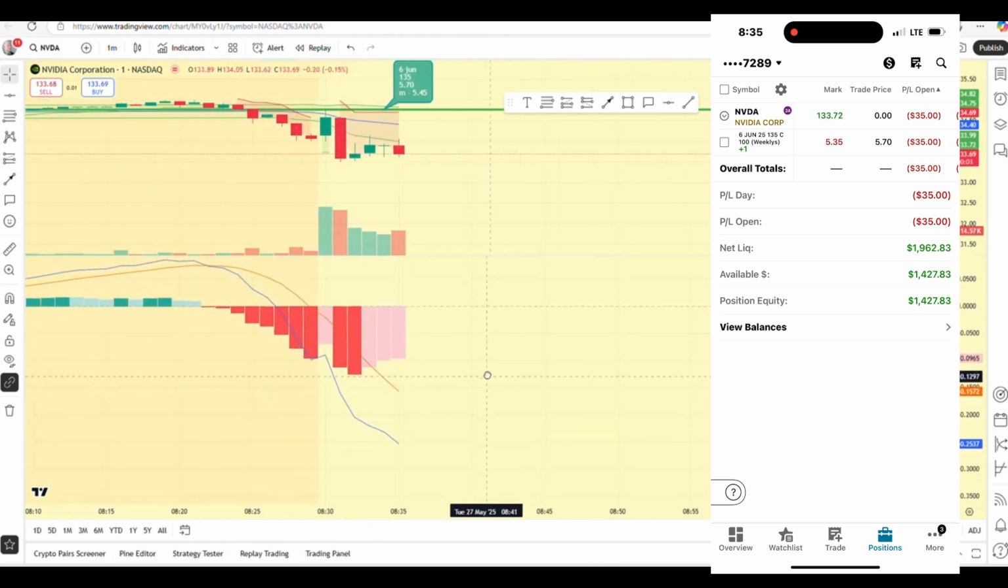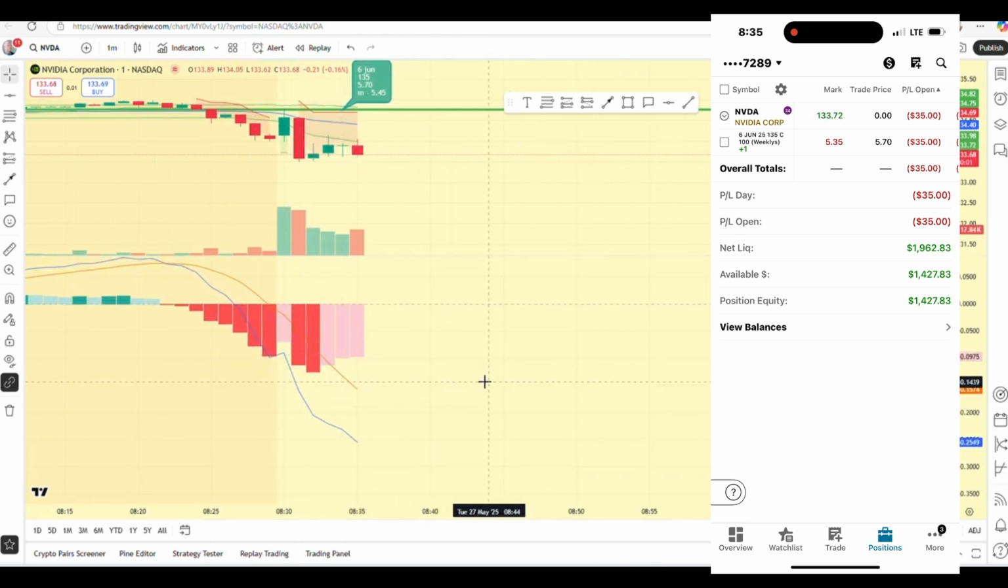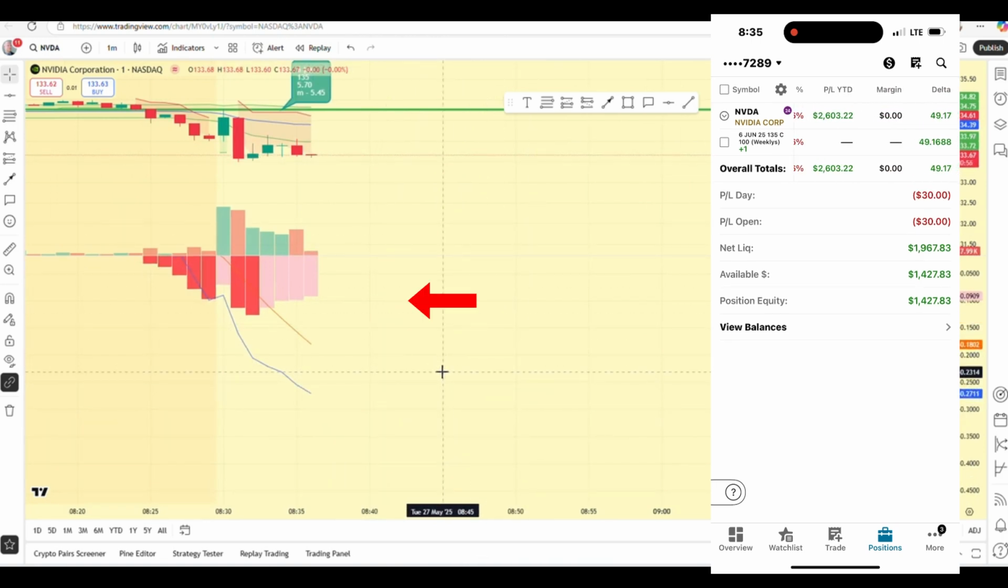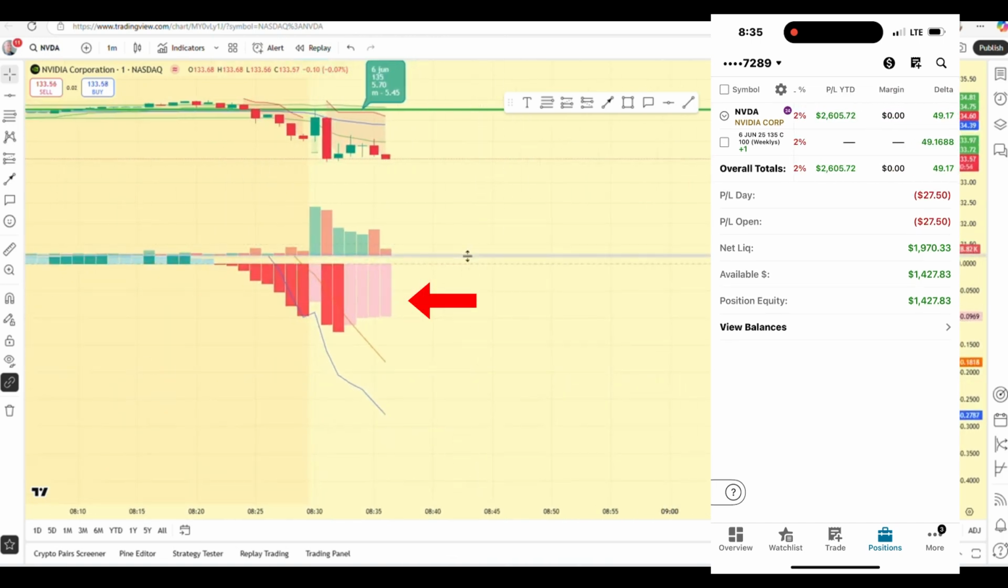Now let's focus on what our indicators are telling us in real time. We can see that the red volume bars are shifting from weak red to a slightly stronger red and back to weak red.